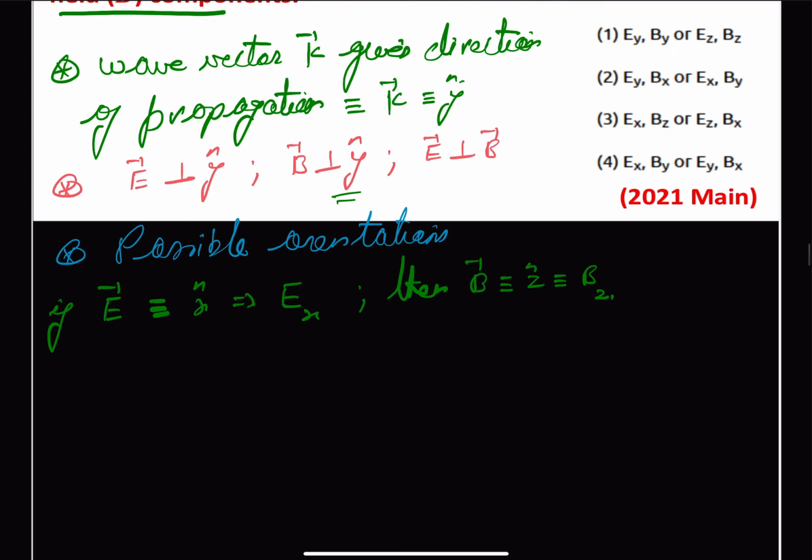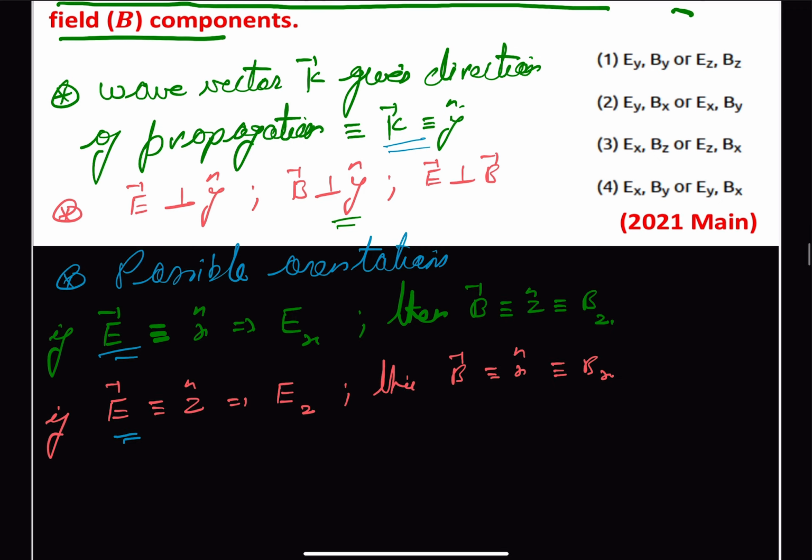And secondly, we can also say that if our electric field is along the z unit vector, so we can write this as E of z, then our magnetic field will be along the x unit vector, or we can say this is B of x. So these are the only two possibilities with respect to our electric field, because the electric field cannot be in the y direction, because the wave is propagating along the y direction.